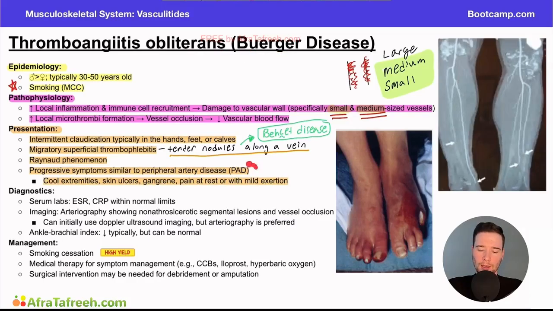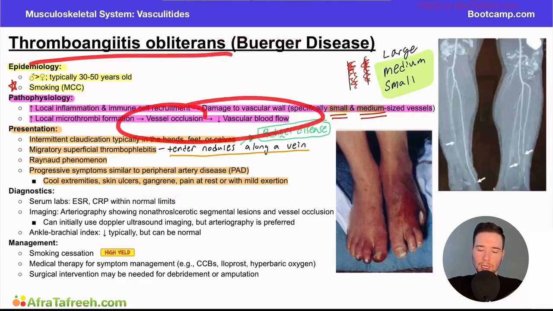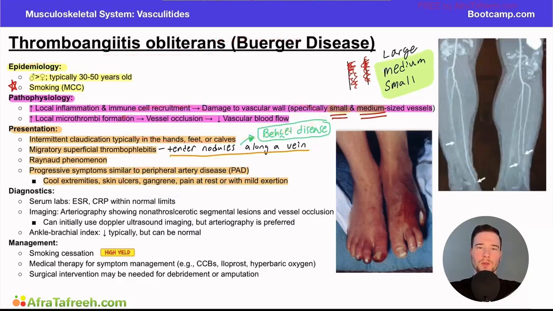So this all has to do with the fact that in peripheral artery disease, as well as in this condition here, we are getting vessel occlusion and decreased vascular blood flow. So if we're not getting enough blood flow distally, we have a variety of symptoms that patients will present with.